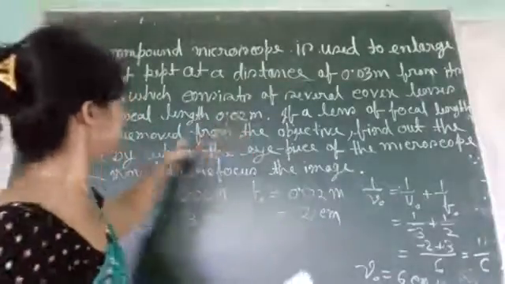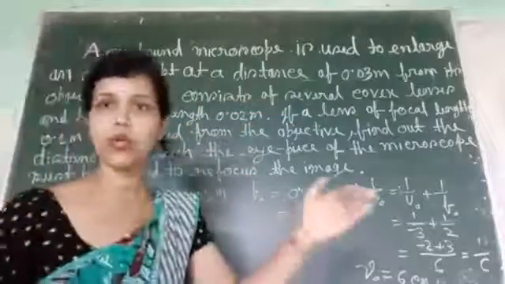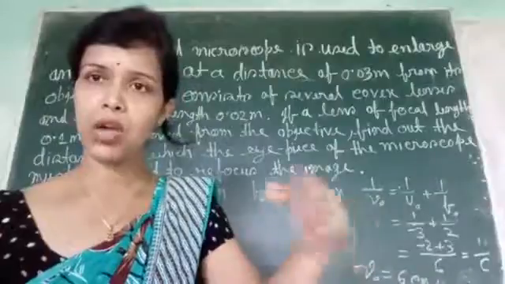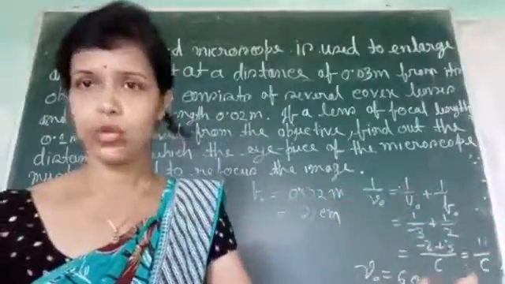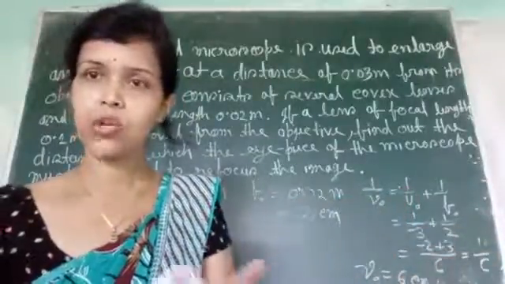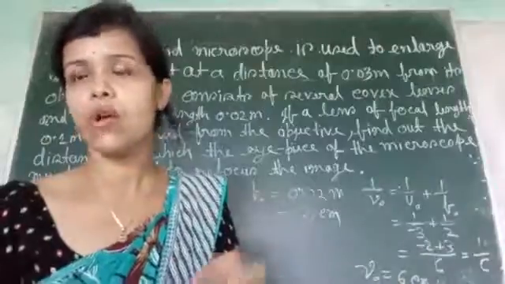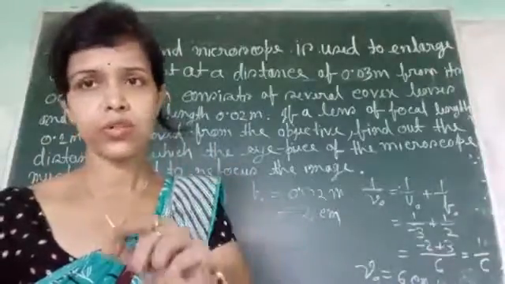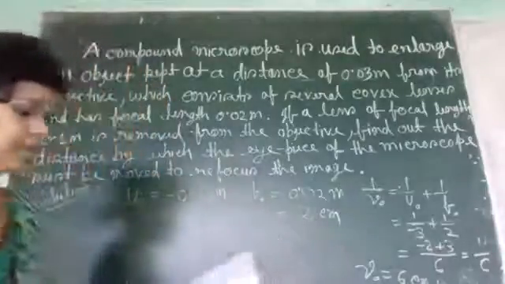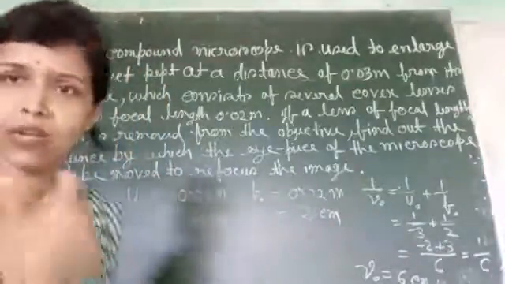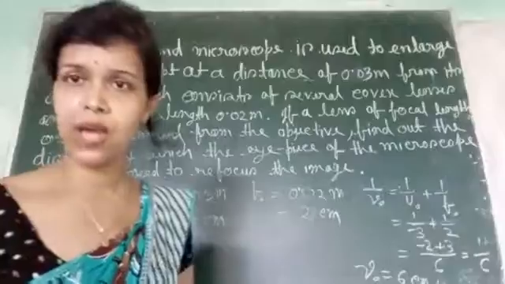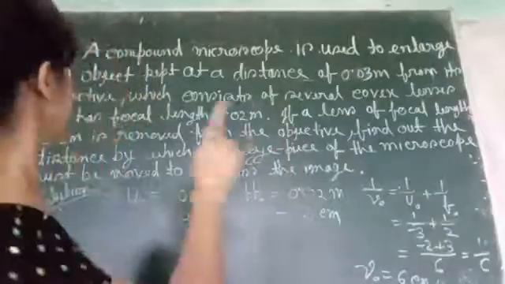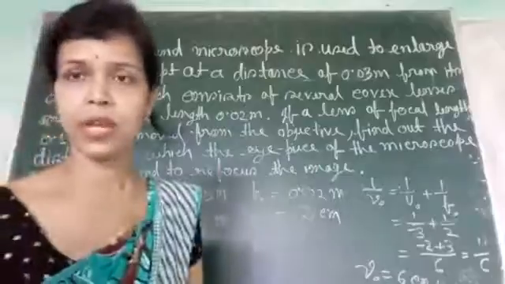If a lens of focal several convex lenses, so we consider it a combination of several convex lenses. From that, we remove one convex lens. As soon as we remove it, the focal length of the whole combination changes. So we must first find out what it becomes. Let us suppose that the new focal length of the objective after removing the convex lens of focal length 0.1 meter will become equal to f naught dash.